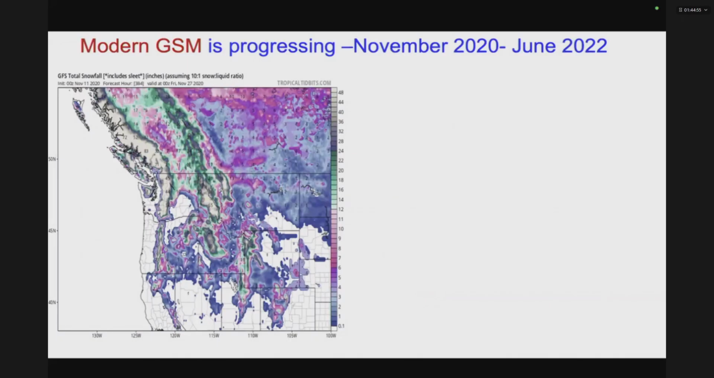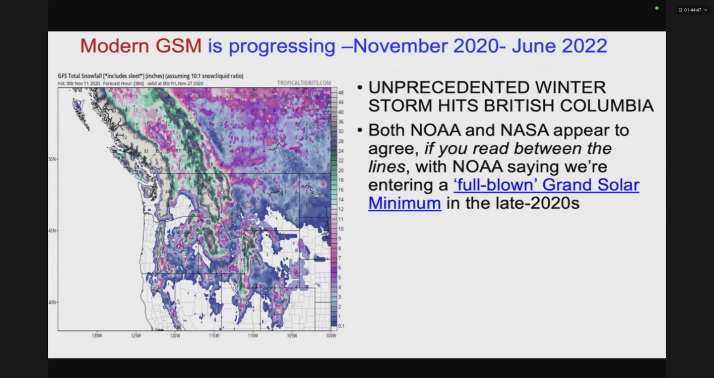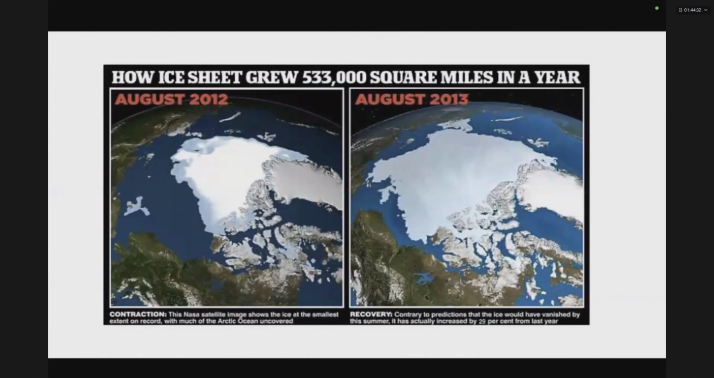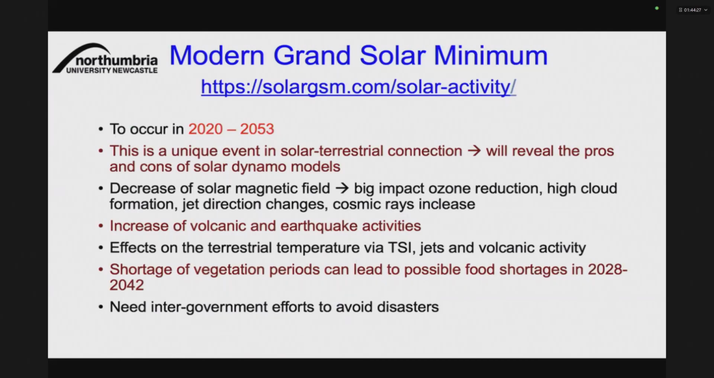So basically, we're heading towards the grand solar minimum. We are already in it, and it will be progressing much quicker within the next 30 years. And now even NOAA and NASA appear to admit that the Sun has entered a full-blown grand solar minimum, with cycles 25 and 24 the weakest in 200 years. This is the comparison of the area covered by ice in the Arctic. And these are my conclusions about the grand solar minimum.